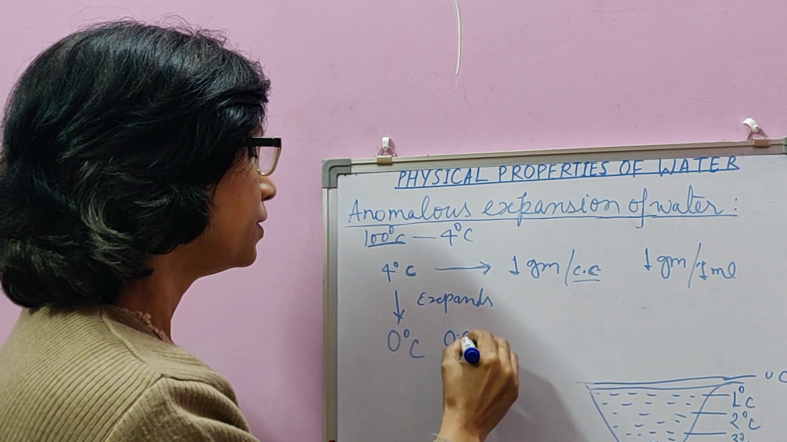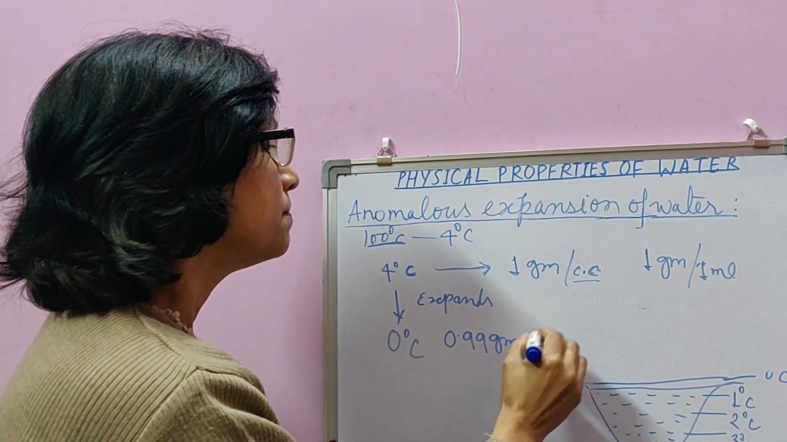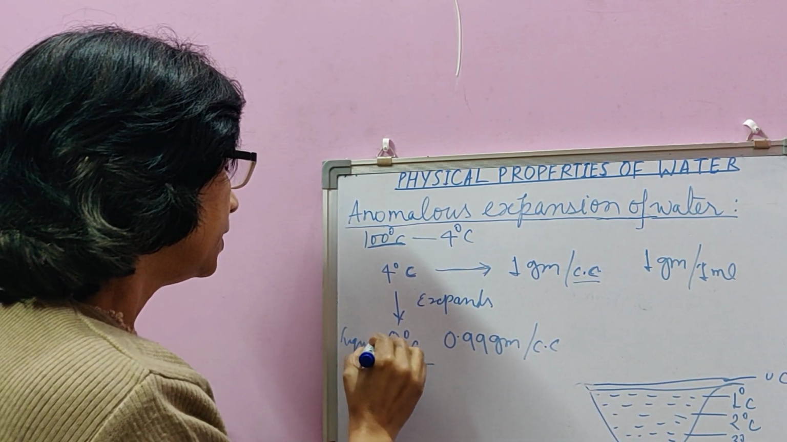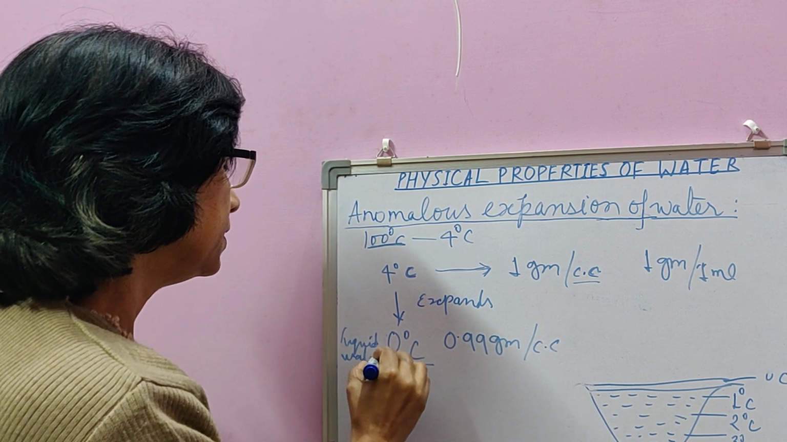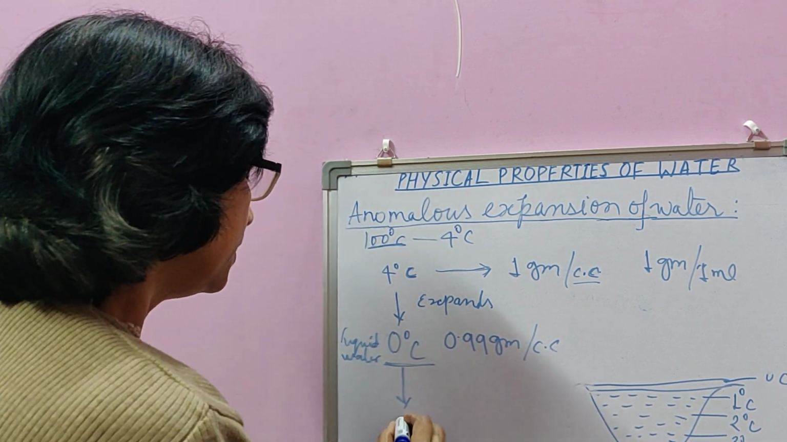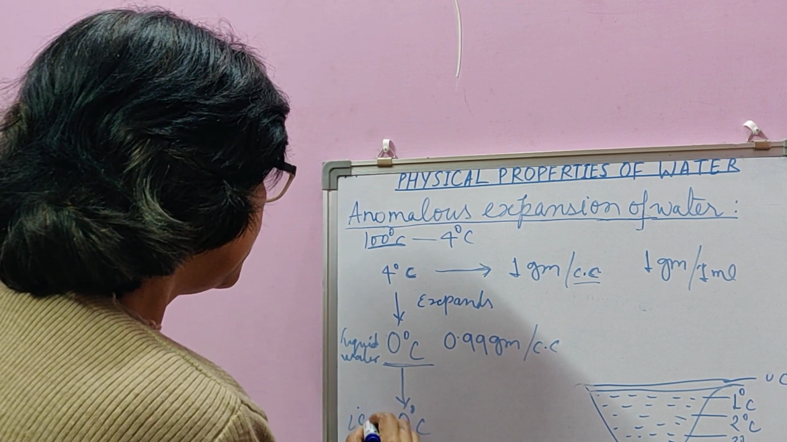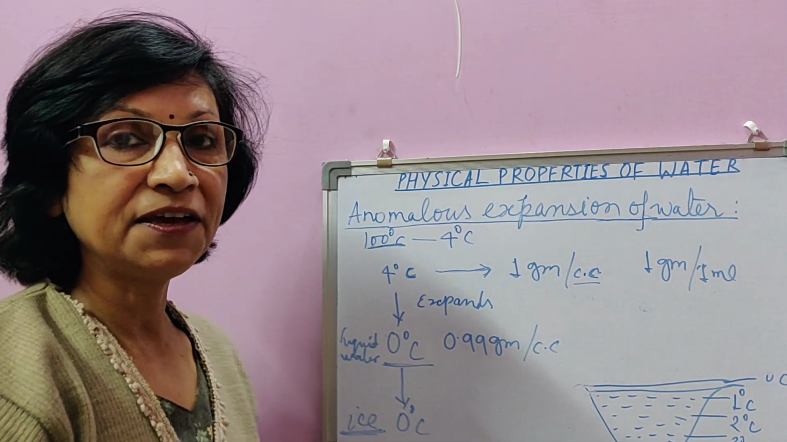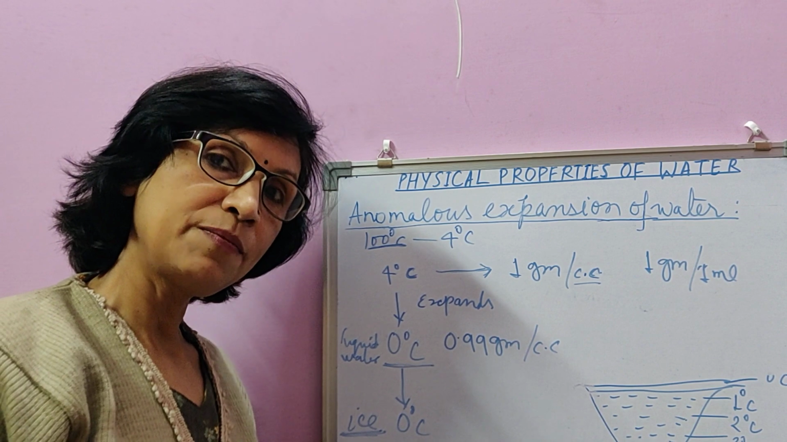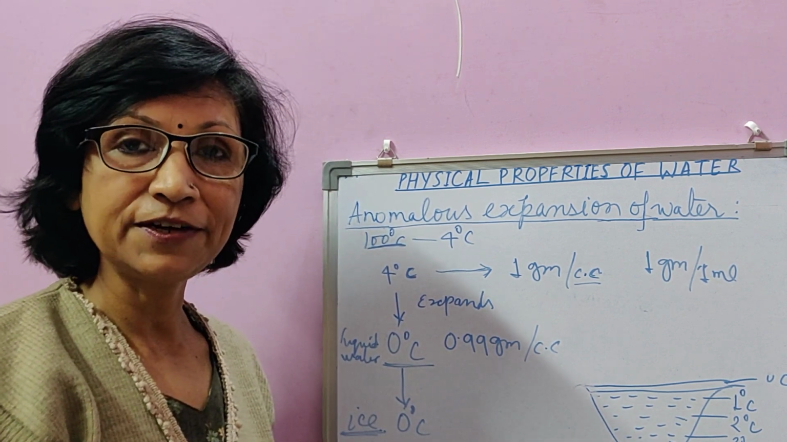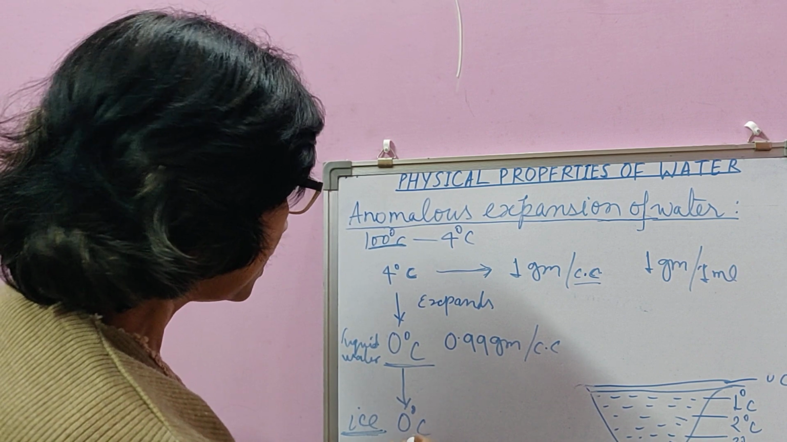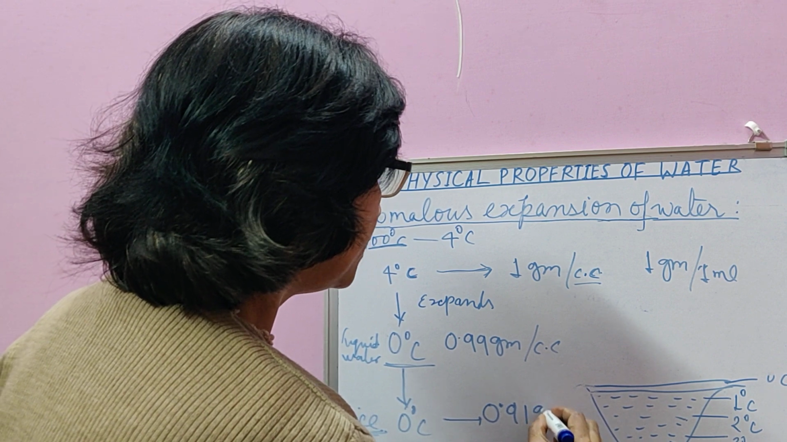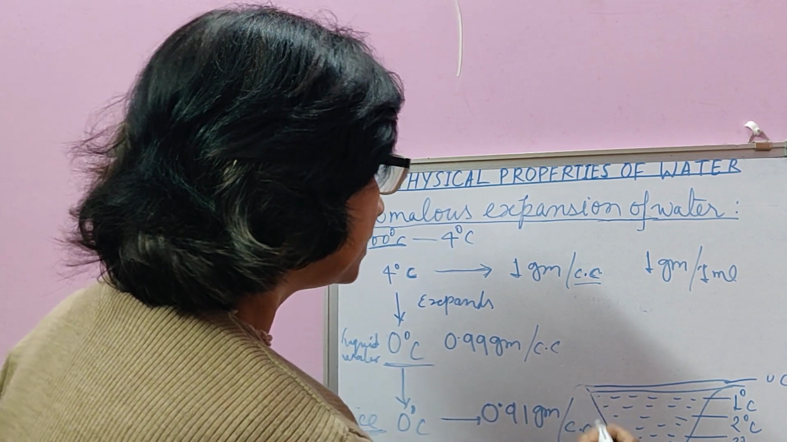It is 0.99 gram per cubic centimeter. If liquid water of 0 degrees Celsius is further cooled, then ice of 0 degrees Celsius is formed. You know, at a particular temperature called the freezing point, when heat is taken away, the temperature doesn't decrease, but the liquid form gets converted to solid form. So ice of 0 degrees Celsius, its density is even less. It is 0.91 gram per cubic centimeter.